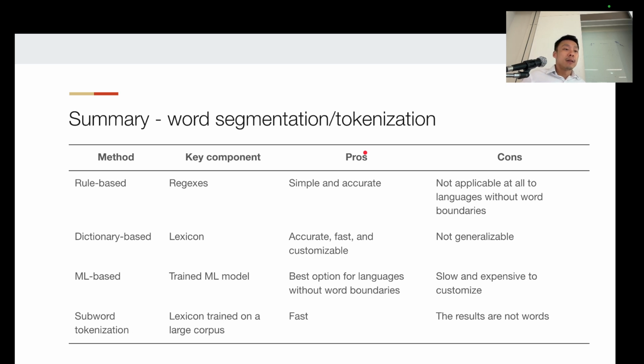All right. So to summarize word segmentation, tokenization, we learned that there are 4 ways. We have rule-based, which works for a lot of languages. It's quite simple, quite accurate, okay? But there are many languages that don't have word boundaries. Actually, not that many. Do you know?